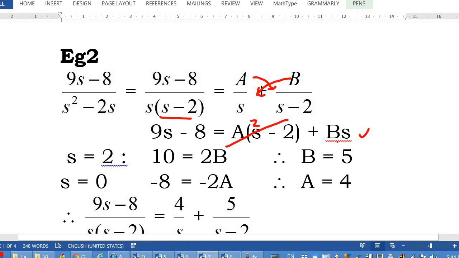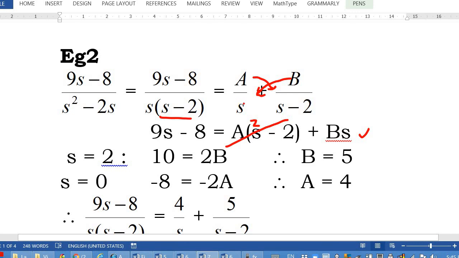Then s is 2, so the right side will be 2b. Substitute s by 2: 9 times 2 is 18, minus 8, we get 10. Hence, you can easily get b equal to 5. Then you plug in b equal to 5 here.